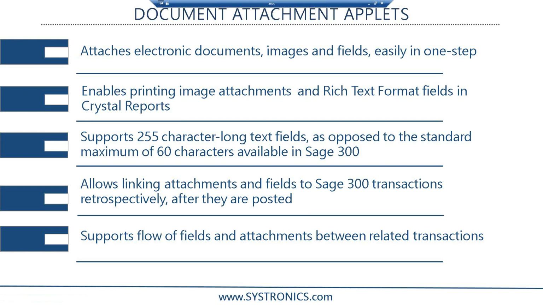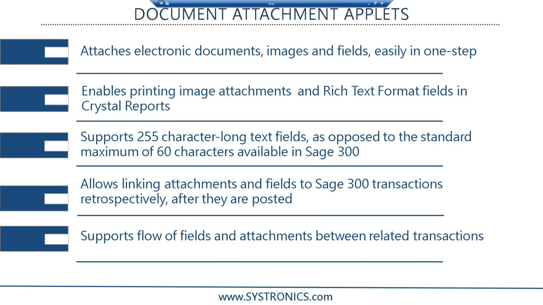Nowadays, more than ever, a piece of extra useful information may be indispensable to run your business in a more accurate and effective way. Document Attachment Applets by SYSTRONICS address this requirement. The program enables you to attach images, documents, basically any electronic file to Sage 300 master data and transactions. For example, you can attach images to IC items or payroll employees and print those images in reports. Or attach PDF forms to the transactions such as PO invoices to access them later directly from Sage 300.